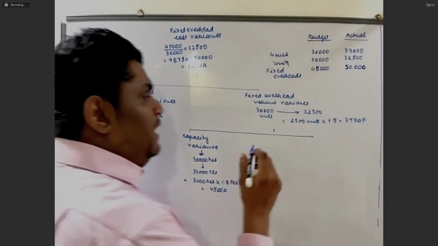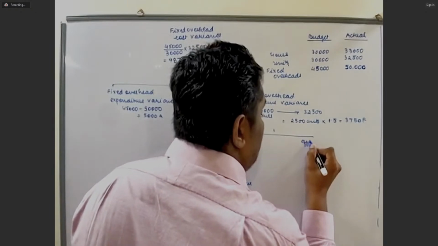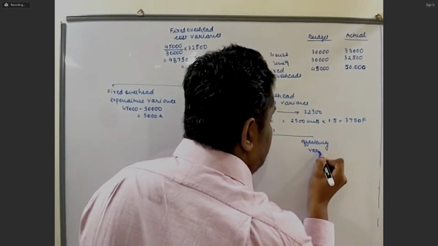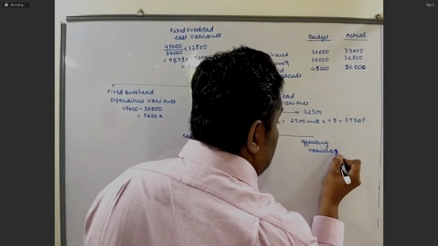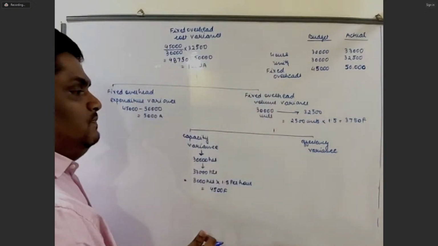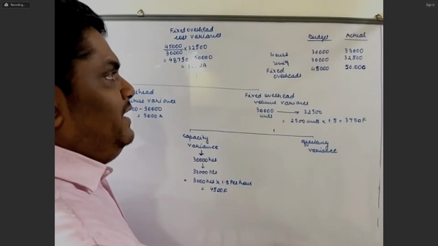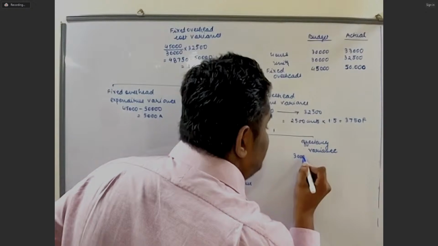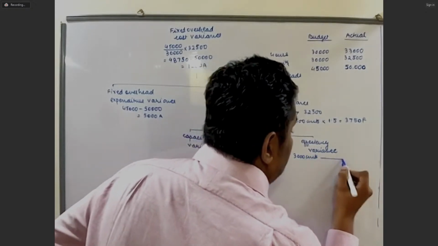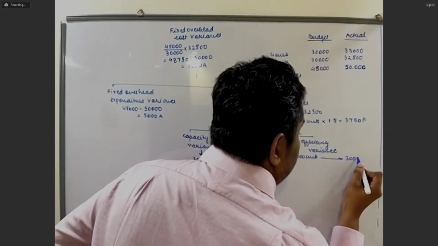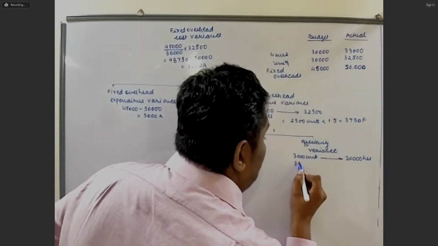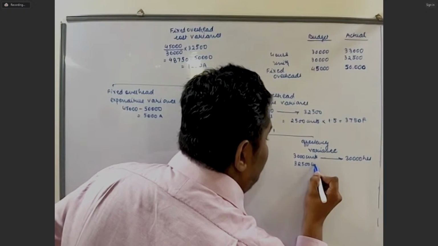Again, when talking about efficiency variance, again no change. 30,000 units, 30,000 hours. Therefore, 32,500 units, how many hours?